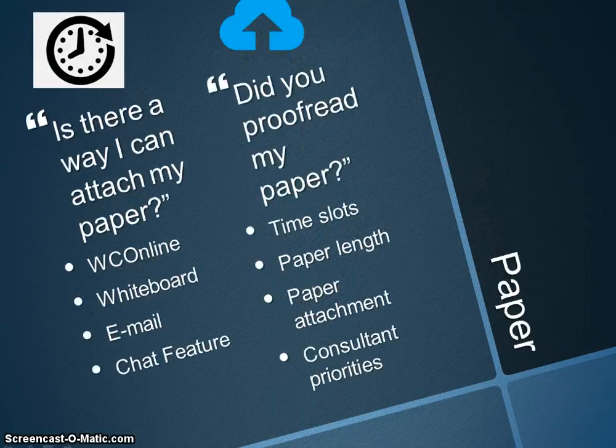The second type of problem you might come against has to do with the paper. So they might say, "Is there a way I can attach my paper?" Sometimes students don't realize that it's best to attach their paper before the appointment. If they haven't attached it though, that's fine. You can encourage them to attach it to their appointment through WC Online, or you can encourage them to copy and paste it into the whiteboard feature of OWLive, or you can have them email it to the OWL email.